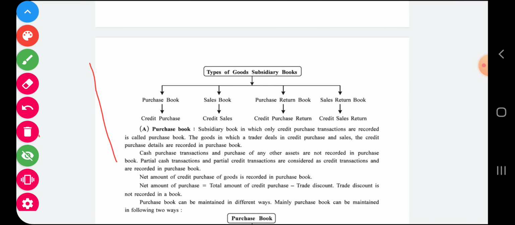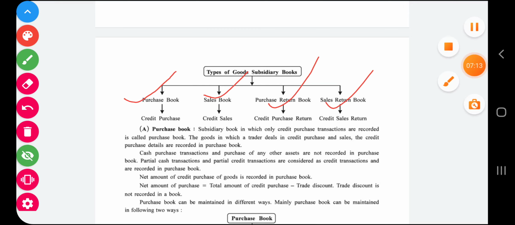Now, which are those types? Number 1, purchase book. Number 2, sales book. Number 3, purchase return book. And number 4, sales return book. So, in short, in the whole chapter we are going to learn and discuss 4 types of subsidiary books. We will start with the purchase book. So in the next lecture I will explain the concept of purchase book and how it is to be prepared. Okay, thank you.